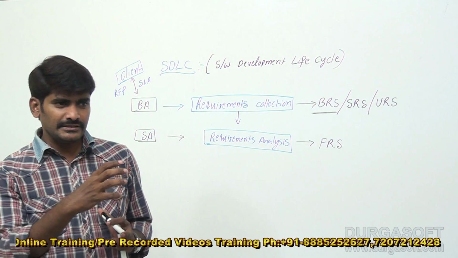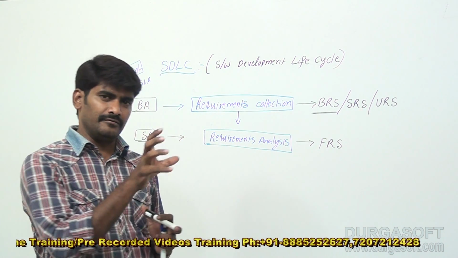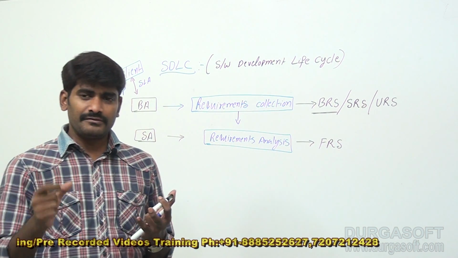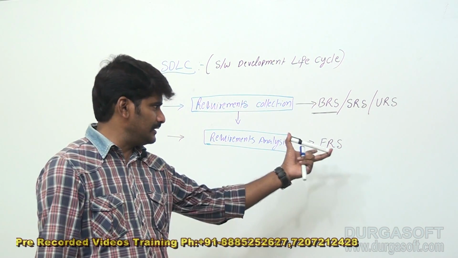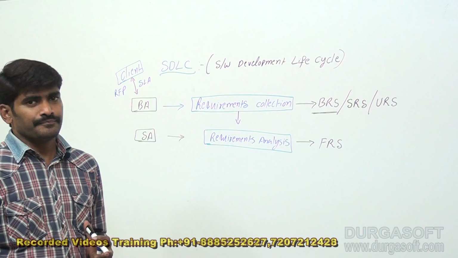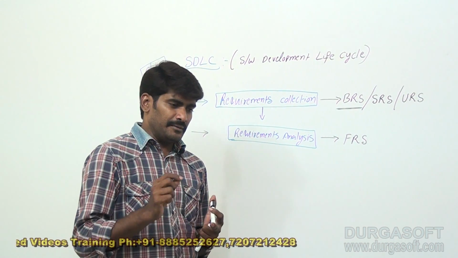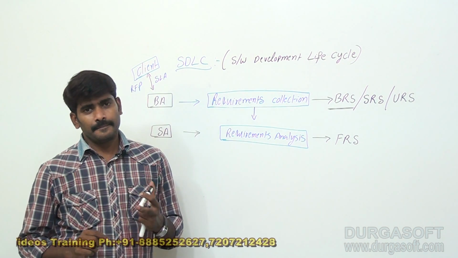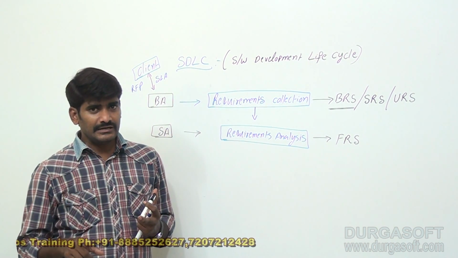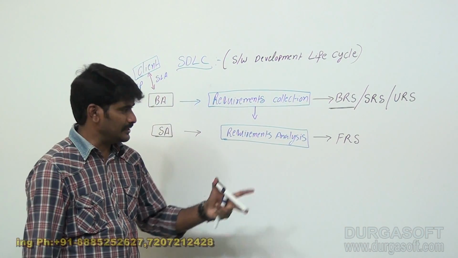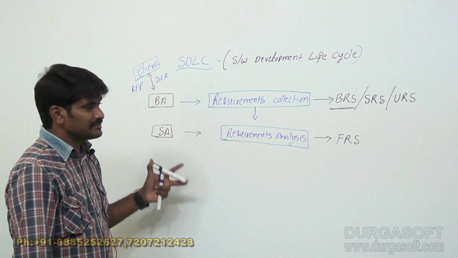So in an application there are some buttons, some links, everything, some functionalities. The individual functionality of every component is available in that FRS documentation. So FRS means functional requirement specification. In every application there are some functionalities, so each and every functionality and individual component detail is available in this FRS documentation. It is prepared by the system analyst.